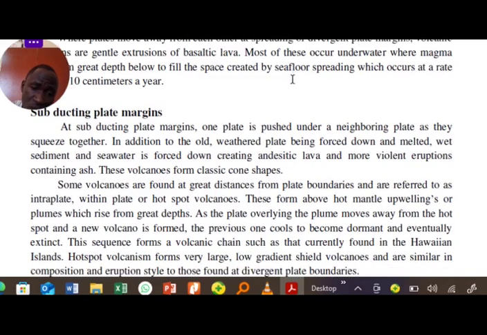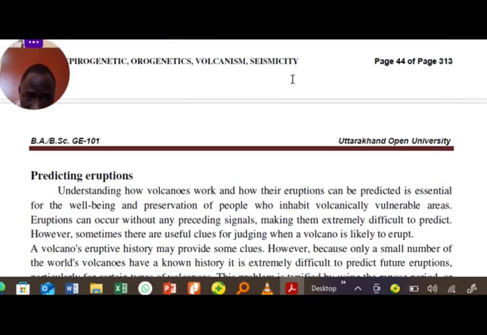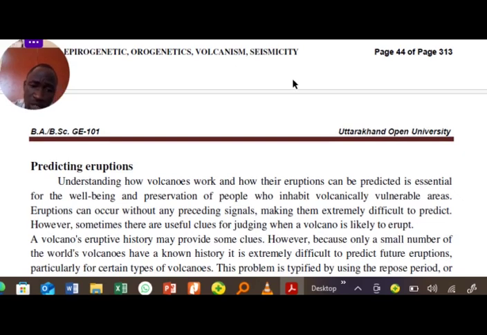When we move on, we are going to be seeing other processes. Then we have what is called predicting eruption. This predicting eruption, volcanoes work in a way that anytime they may be experiencing eruption, it results in procedures and signals that may be put in an area to detect or predict when it may erupt. So they use what we call predicting eruptions.